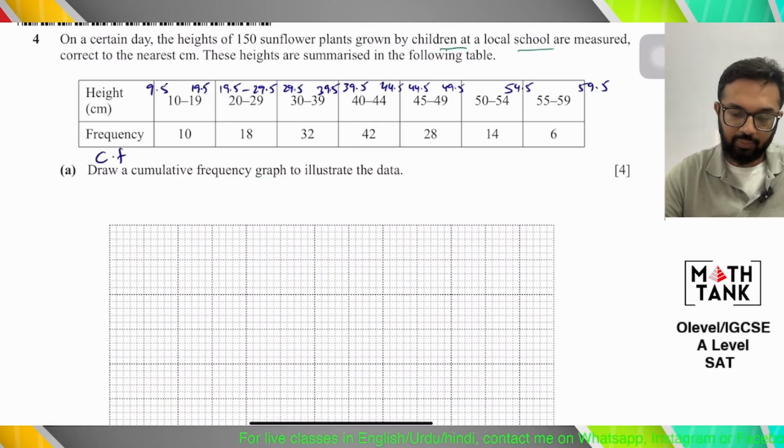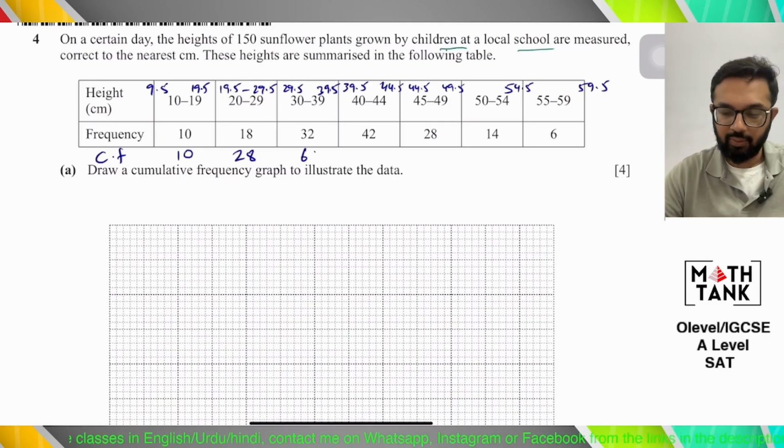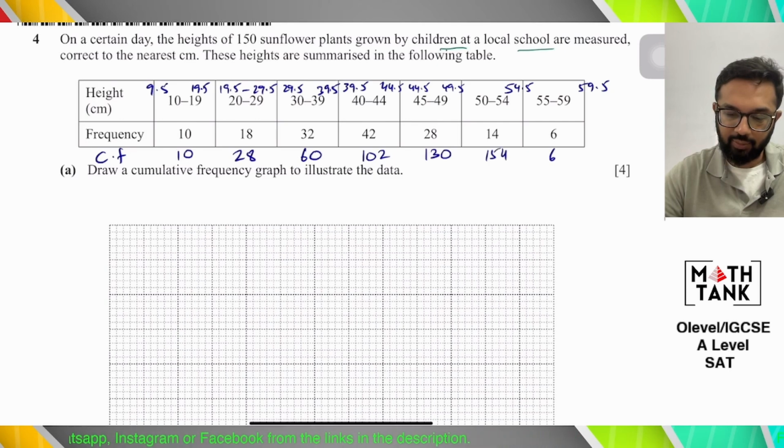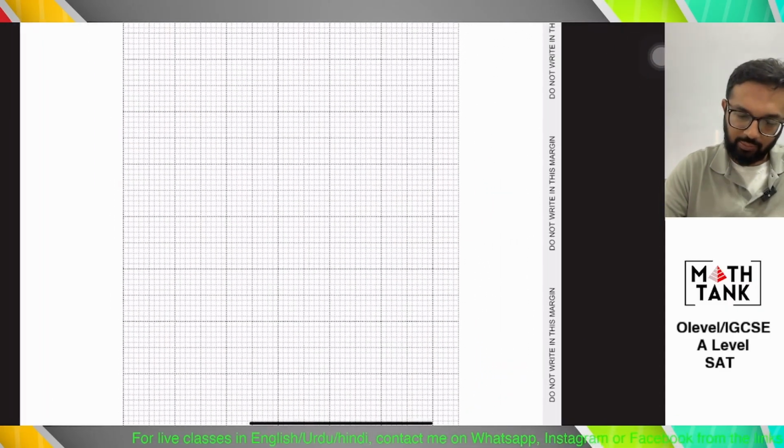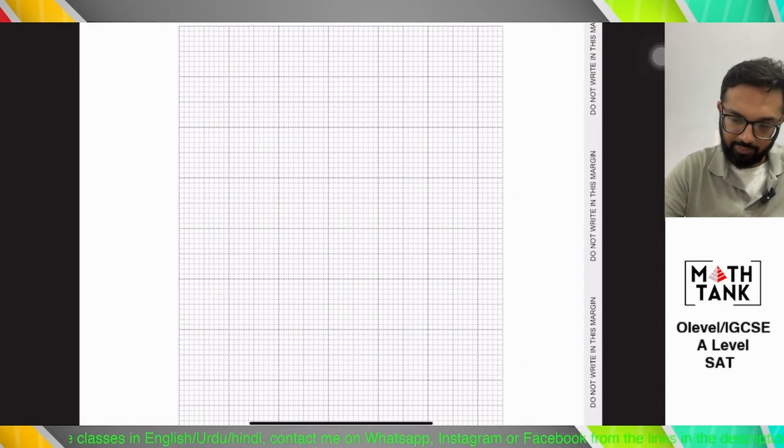Cumulative frequency would be 10, 28, 28 plus 32 gives me 60, 102, 130, 144 and 150. I made an error somewhere. The cumulative frequency is always plotted against the upper class boundaries.